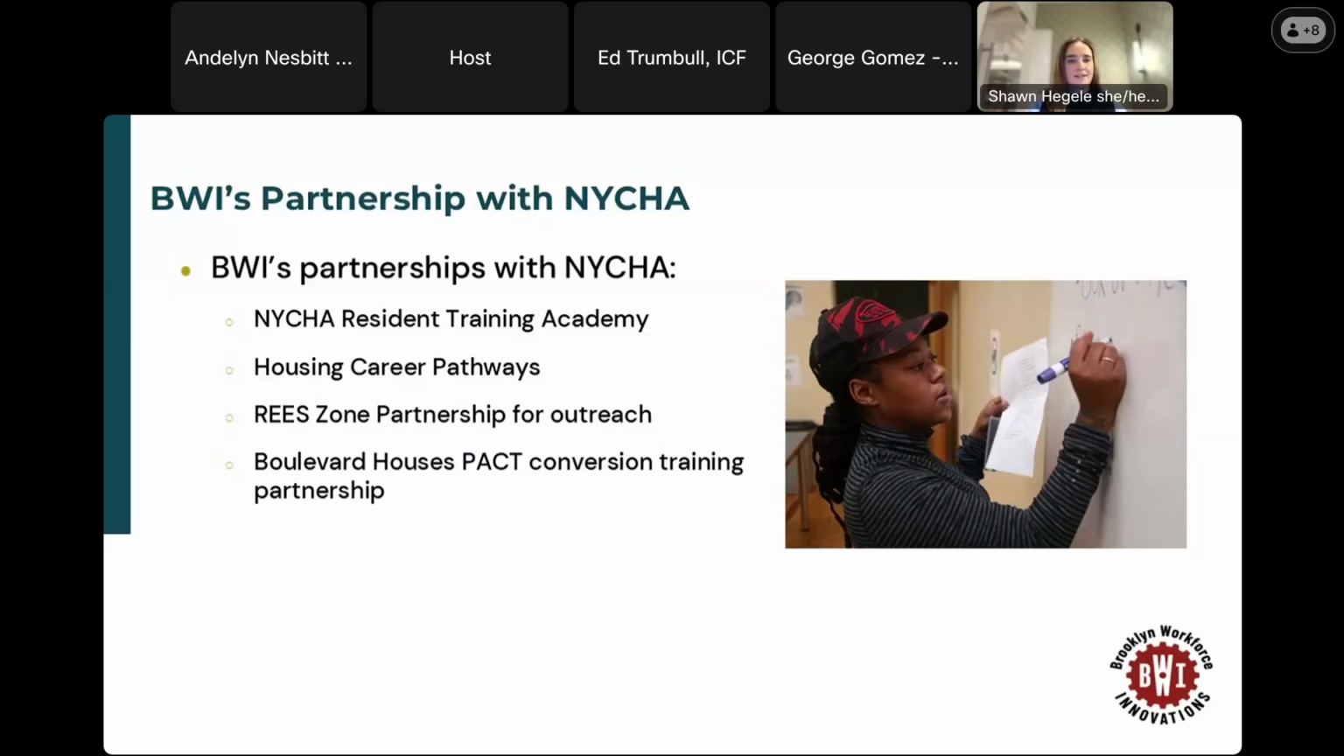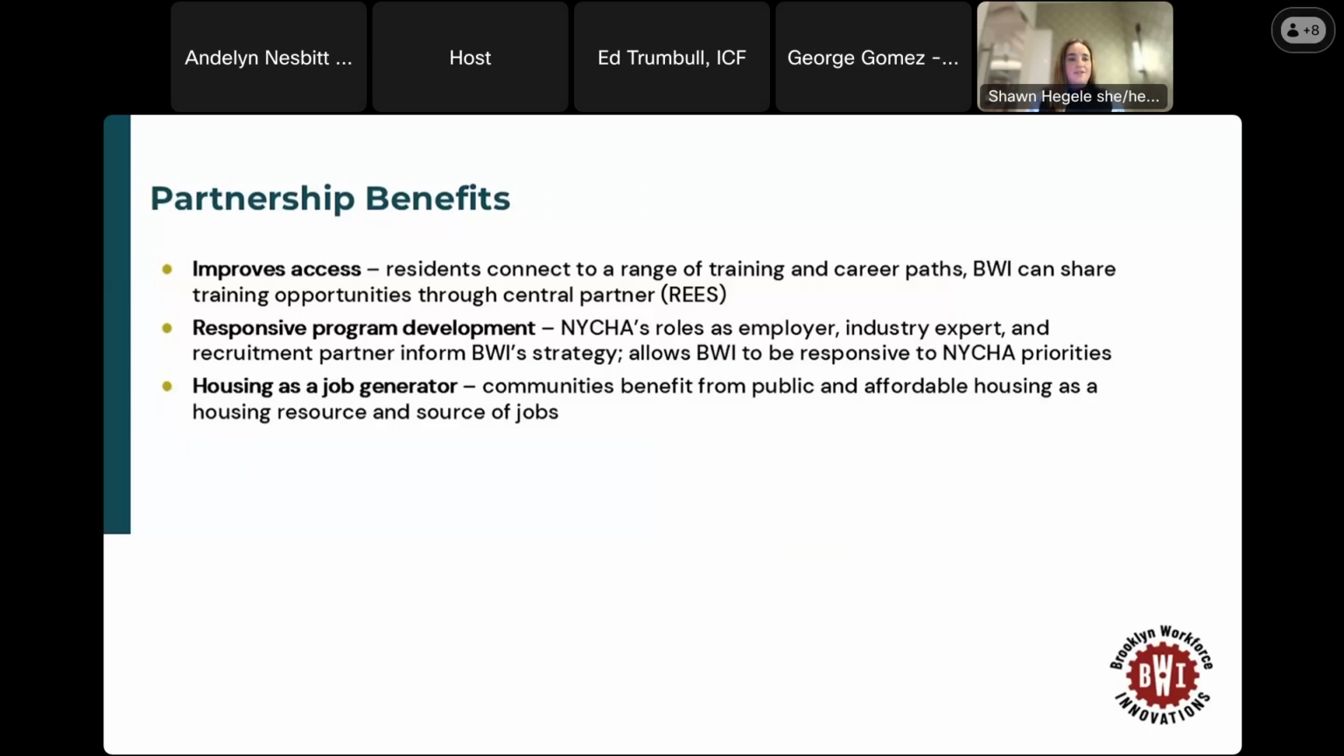Next slide. So this echoes a little bit of what George and also Ed earlier said. The important thing that these partnerships do, I think, most importantly, is creating access. So residents have more information, especially about vetted skills training opportunities that NYCHA has chosen to partner with, including BWI, but also others in New York City.